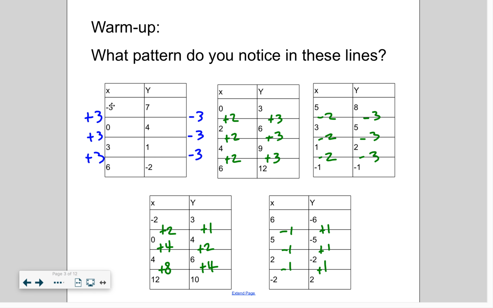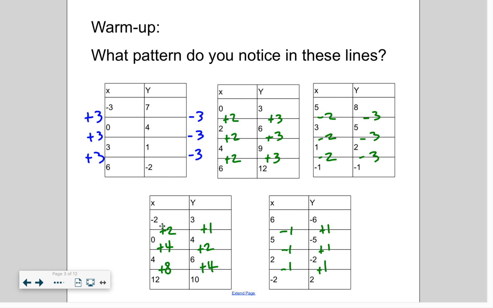So, for this one, every time x went up by 3, y went down by 3. And we see that happen throughout the entire thing. Over here, we have as x goes up by 2, y goes up by 3. Over here, as x goes down by 2, y goes down by 3. This one was a little bit easier too. So as x went down by 1, y went up by 1.